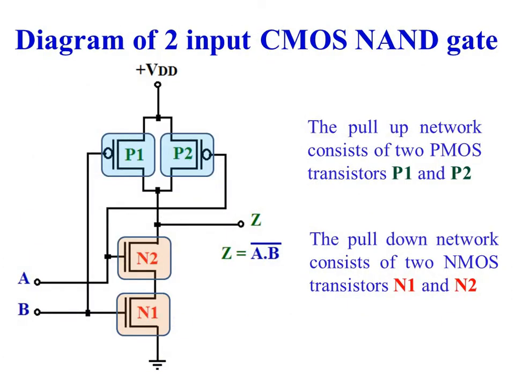This is the diagram of a 2-input CMOS NAND gate. The circuit consists of 2 NMOS transistors connected in series and 2 PMOS transistors connected in shunt. The pull-up network is realized using 2 PMOS transistors P1 and P2, and the pull-down network is realized using 2 NMOS transistors N1 and N2.